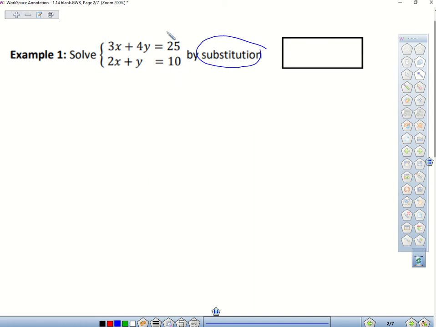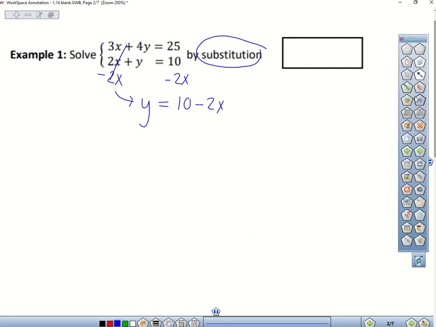Okay? So in this case, which equation would be easier to isolate a variable in? The second one. Good, because we don't have to do as much division, right? Because eventually we would have to do division, and we don't have to do this. I'm going to take this equation, and I'm going to solve it for y. So I'm going to get y by itself. So to do that, I'm going to subtract 2x on both sides. And that's going to give me y equals 10 minus 2x. Okay? And these are the same equation. They're just written differently now.